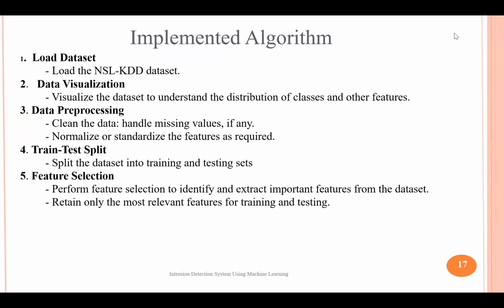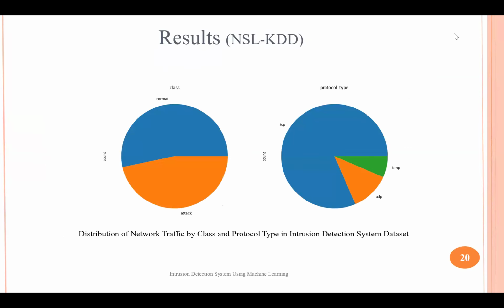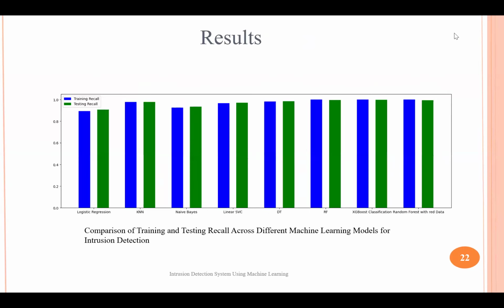We have implemented the algorithm using NSL-KDD, as I said, and these are the results and the demonstrated project to date. We have implemented the anomaly part, and the signature part is going to be implemented with the required dependencies, and Snort will be our main signature based detection mechanism. The NSL-KDD dataset comprises different classifications according to attacks, and we can see it is a very diverse dataset which we can use to train our models, and these are the results which we have fetched using our study.